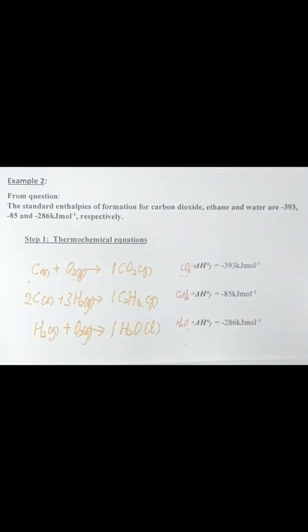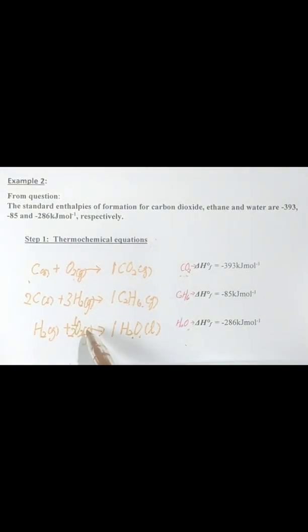Lastly, the water molecule. 1 mole of H2O is formed from its elements. So its elements should be hydrogen gas and oxygen gas. After that, we try to balance the equation. We have 2 hydrogens here, 1 oxygen here. We have to put 1/2 to balance the equation.